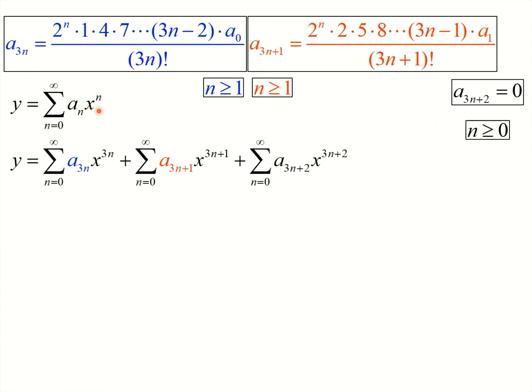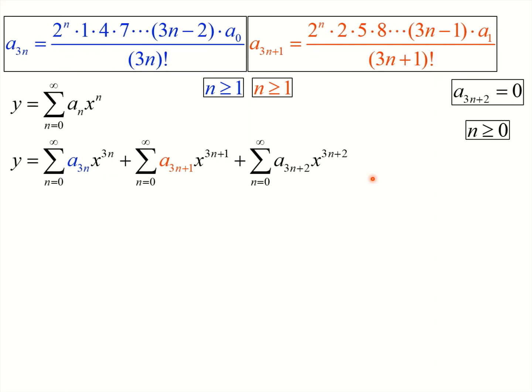And so I've colored the ones to match the formulas up there. You'll see I'm going to replace the a sub 3n with the blue, and the a sub 3n plus 1 with the red, and the a sub 3n plus 2 with the black, with the 0 really. So this is what it's going to look like.